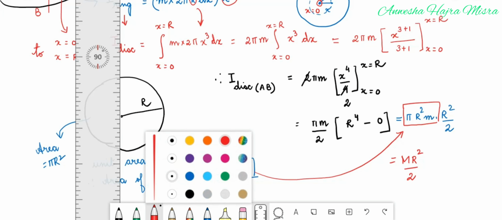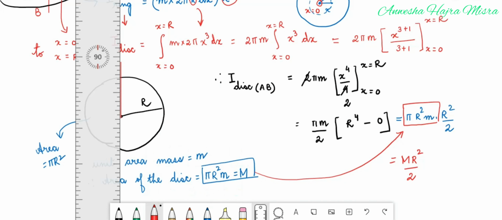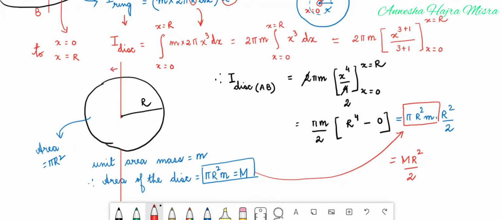So the moment of inertia of the disk about this axis was mr square by 2, and of the ring, it was mr square. Now suppose this is the z-axis and I ask you to find the moment of inertia about the x-axis. So this is the x-axis.